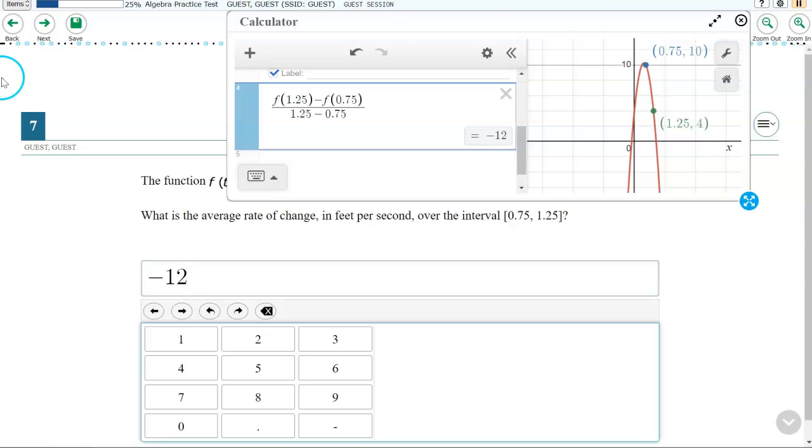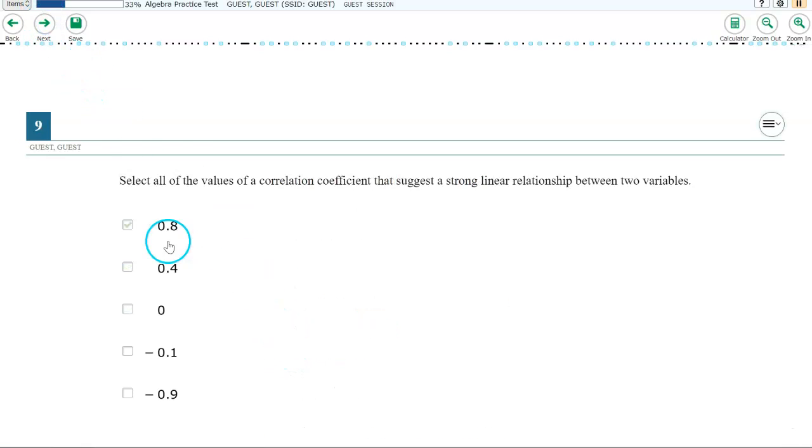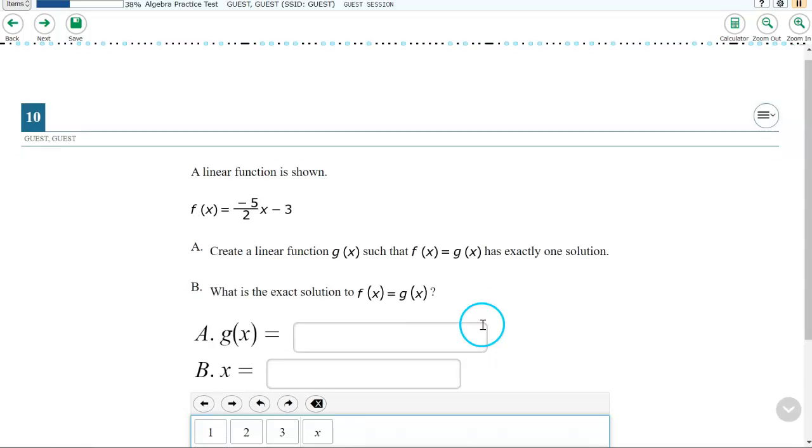All right, the next item I'm going to show you is number 10. So I am going to skip this. I'm not even reading the question, guys, so please do not. I'm not even reading that. All right, so we're doing 10.